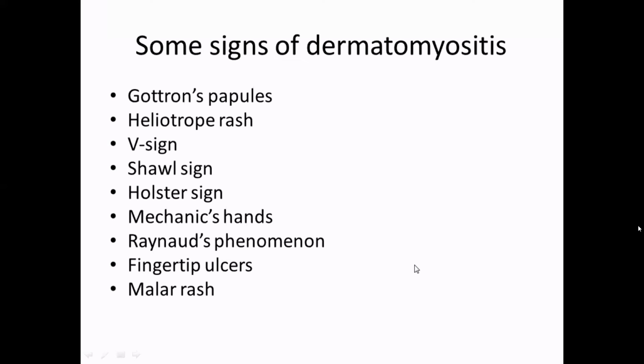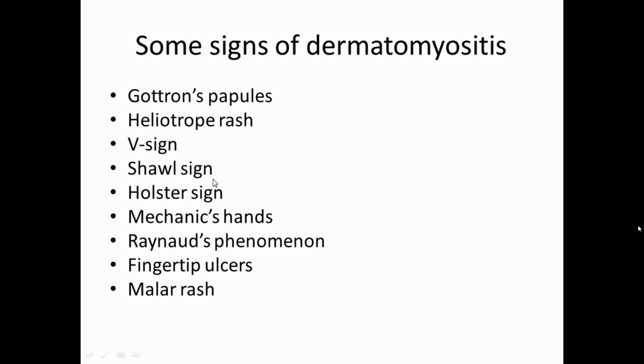These are the name of some skin lesions. Gotron's papules. So there are some papules in the knuckles of both hands. There's like Gotron's papules भन्छ. Heliotrope rash, periorbital erythematous rash like heliotrope rash भन्छ. V sign in the neck, neck ma V sign huncha.